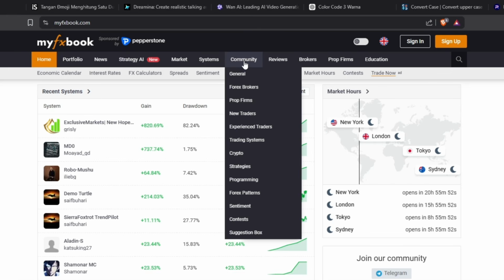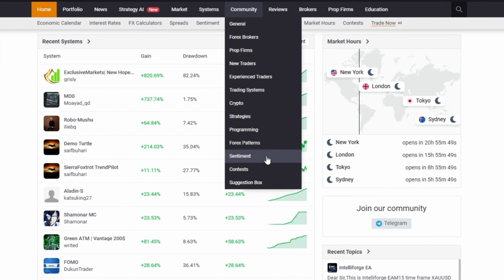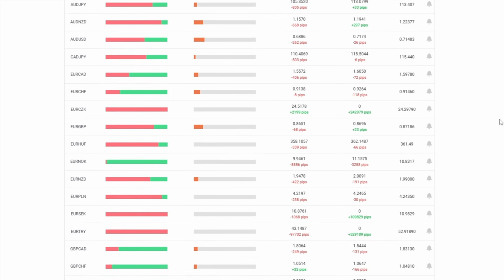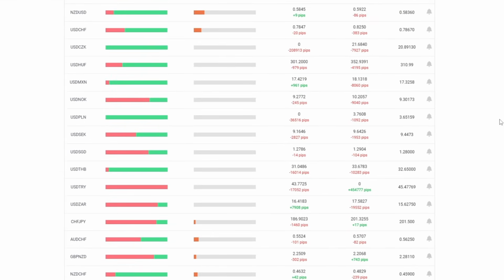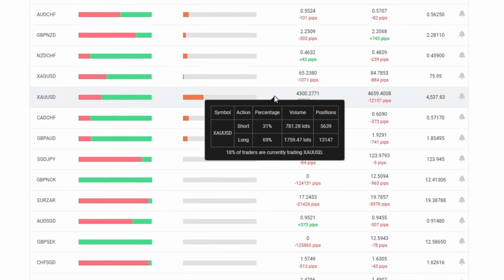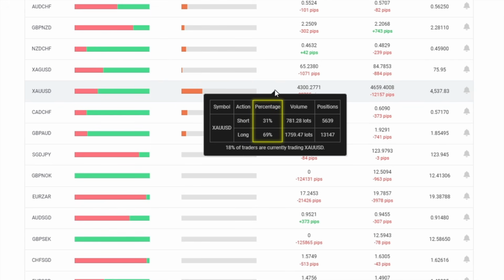Click Community in the top menu, then Sentiment. You land on a table with all the major pairs and their long-short breakdown. Scroll down to XAUUSD. Gold sits near the bottom of the alphabetical list. Hover over the row and you get the full tooltip: percentage long, percentage short, volume in lots, number of open positions on each side.